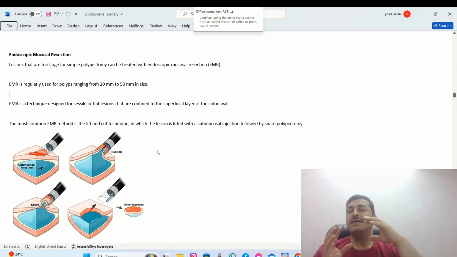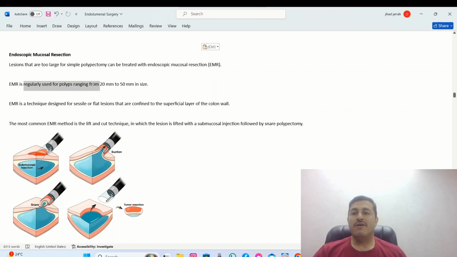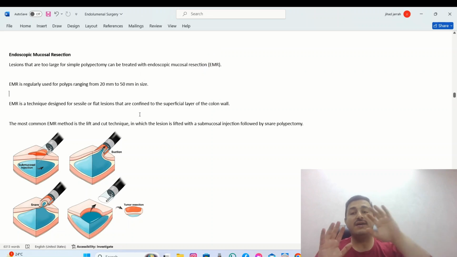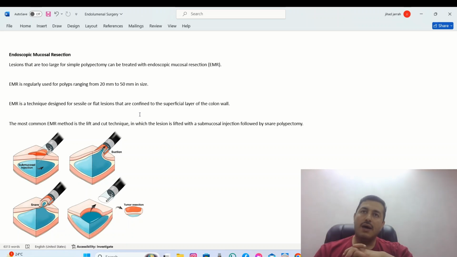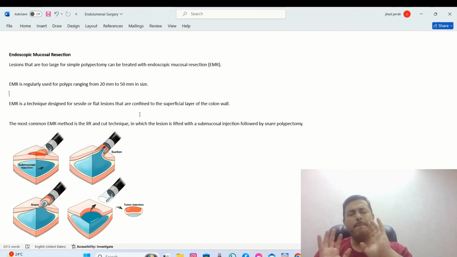Endoscopic mucosal resection is indicated for lesions up to 2 centimeters. Yes, I know that it's written here that it is regularly used for polyps ranging from 2 centimeters to 5 centimeters, but ideally, we will see, it is for lesions around 2 centimeters, lesions that are flat, and lesions that are sessile. Okay, these are the three types of polyps for which endoscopic mucosal resection is indicated. We use the hot snare mainly in this technique.